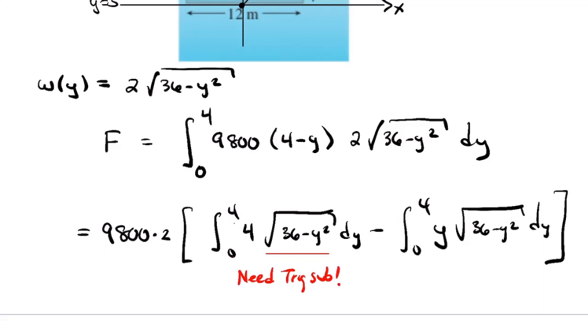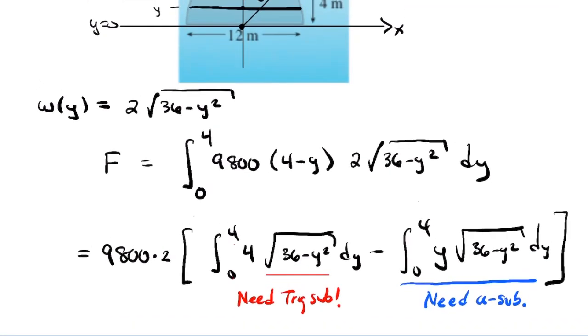Same thing here. This integral is not 0, right? Y times the square root of 36 minus y squared is still an odd function, but that integral is not 0 because you're not integrating it over a symmetric interval. You're not integrating it from -4 to 4. You're integrating it from 0 to 4. So you need to do the u sub. But I'm not going to do it here because that would be stealing one of your homework problems from you. And that is not something that I would ever do.